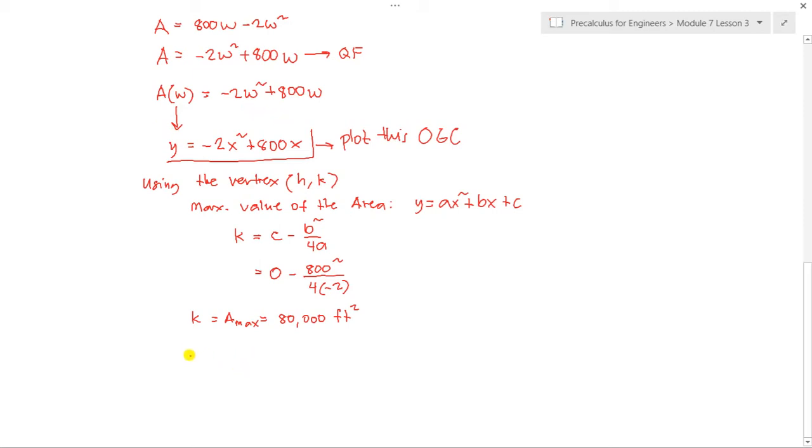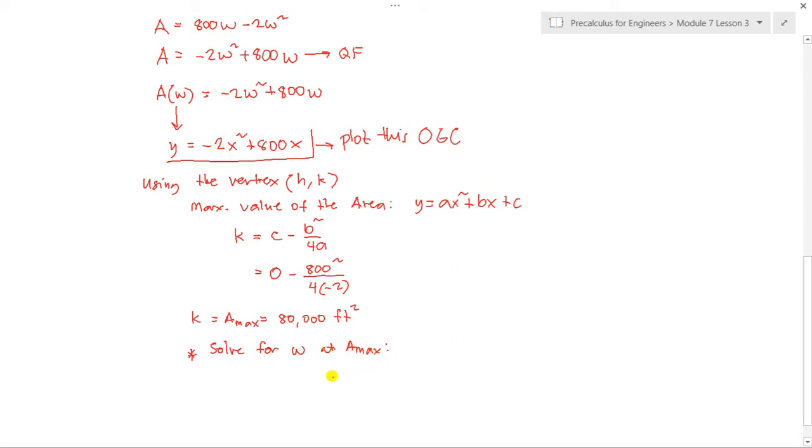Now if we're going to solve for the value of our width, which is W, we will evaluate it also at the vertex, because at that point we have the maximum area. Of course, at that maximum area there is also a value that corresponds to our width. So we're going to solve for the W at the maximum area.